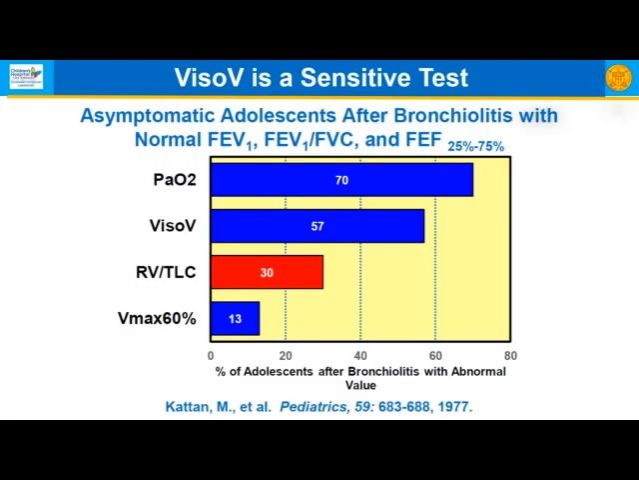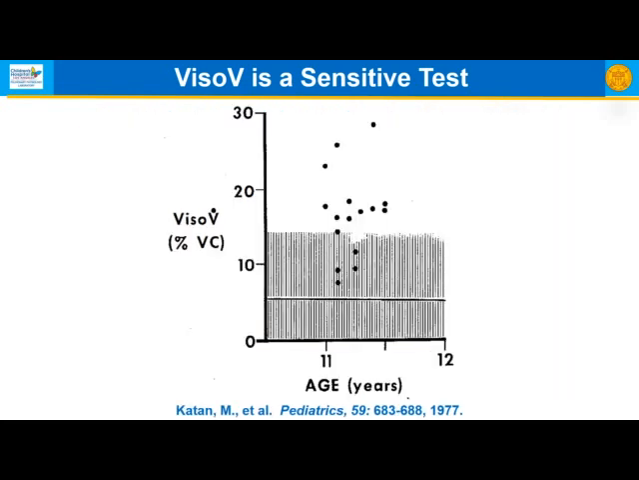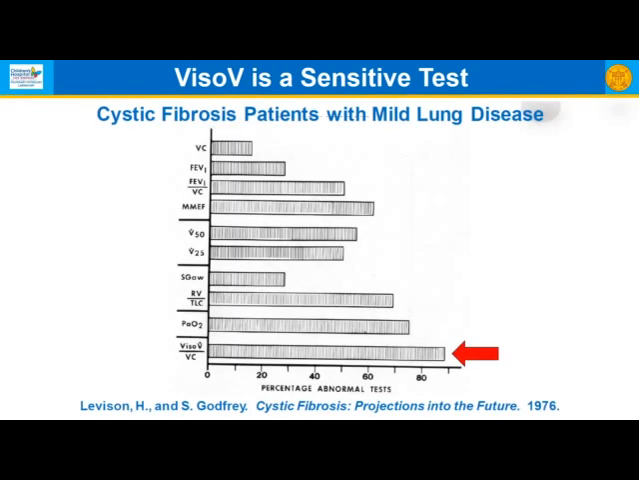This study, again, the Meyer Katan study, asymptomatic adolescents after bronchiolitis with normal spirometry, normal FEV1, FEV1 over FVC, and FEF 25-75. 70% had hypoxia, 57% had an abnormal volume of isoflow. Hyperinflation was up there, Vmax 60 was abnormal in few. And again, there's his data.